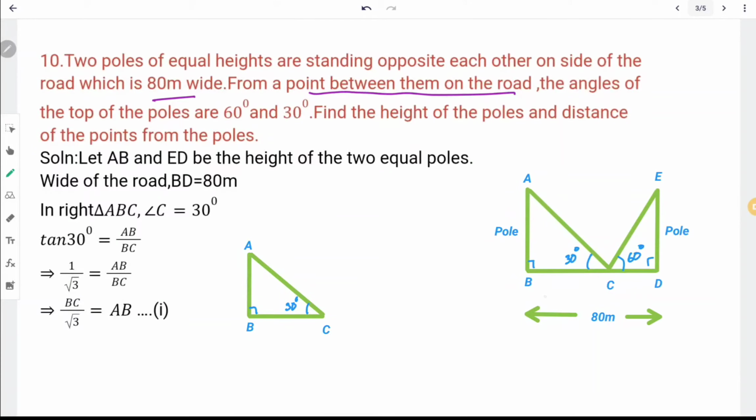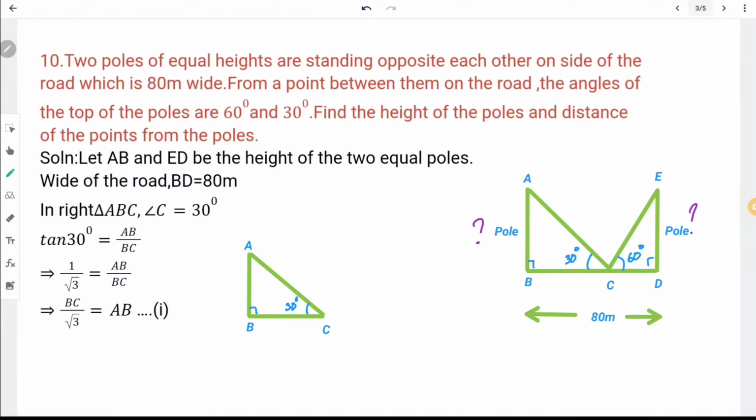So BD is the road, right? From a point between them on the road, so I'm taking that point. The angle of elevation of the top of the poles are 60 and 30 degrees. So we're taking from here, this is 60, and then when you're looking at the top of the other pole, it is 30. One is 30, one is 60. So just simple as that. All right, find the height of the pole.